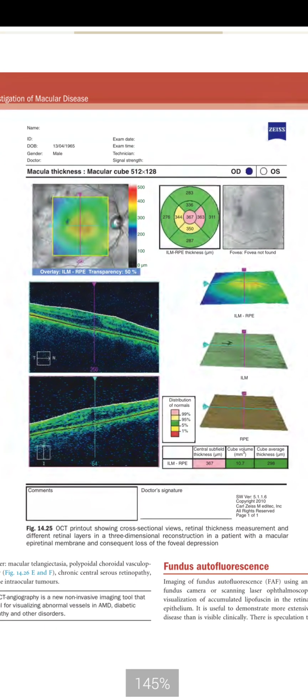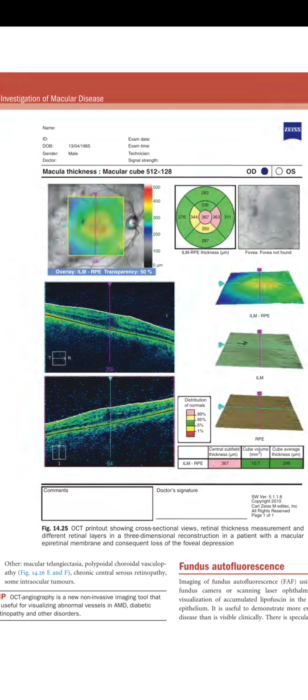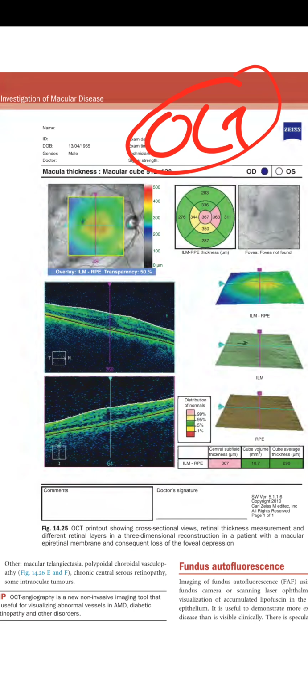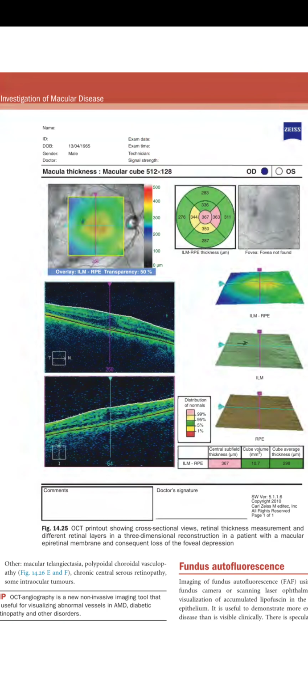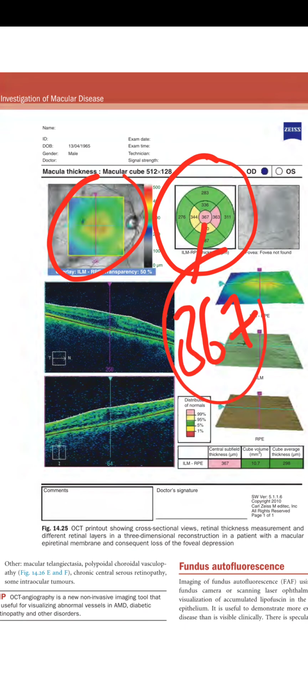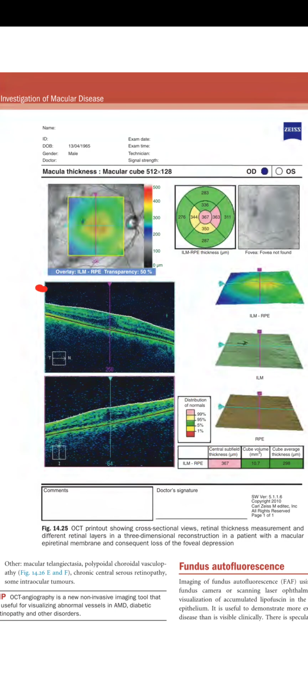So this is an OCT printout showing a cross-sectional view of the retinal thickness measurement and different retinal layers in a three-dimensional construction in a patient with a macular epiretinal membrane and consequent loss of the foveal depression. So this is an OCT macula of a patient, this is the right eye of the patient, OD. This numerical value gives us the thickness of the macula. You can see that the thickness of the macula is 367, the normal of which is 250 micrometers. So you can say that there is an increase in the thickness. When you study the cross sectional image, you can see that there is a loss of foveal contour and there is an epiretinal membrane formation.